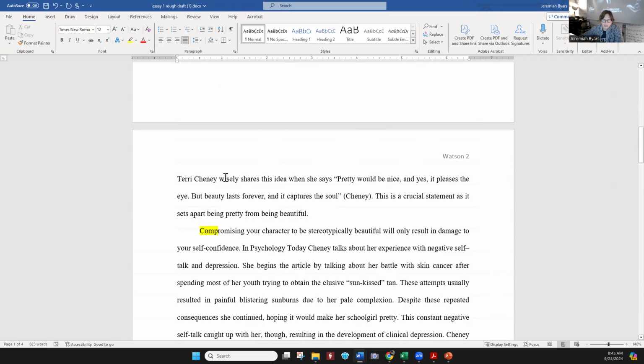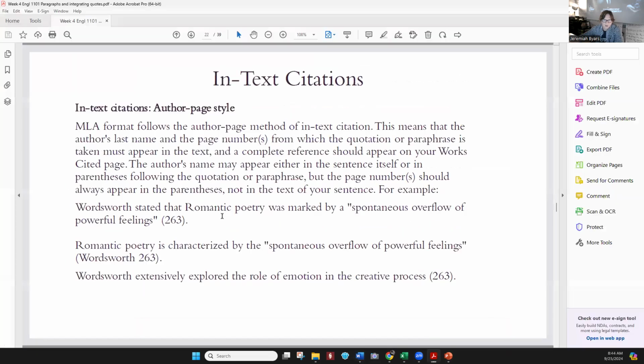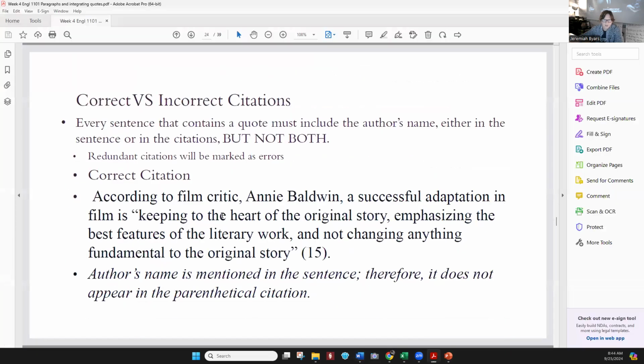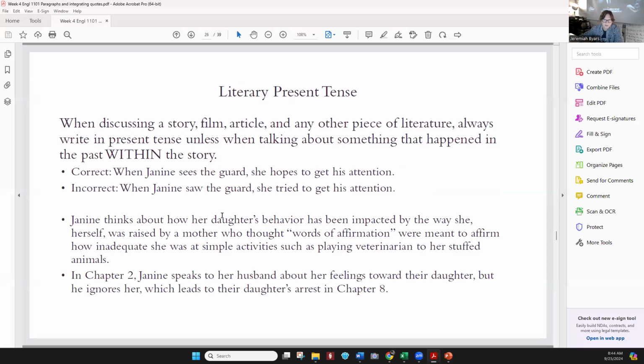The author, Terry Cheney, wisely shares this idea when she says, okay, pretty would be nice, and yes, it pleases the eye, but beauty lasts forever and captures the soul. There are 2 errors here. One is here. There should be a comma after this verb, as I went over in these notes.